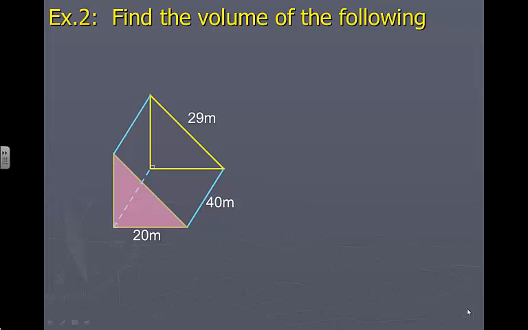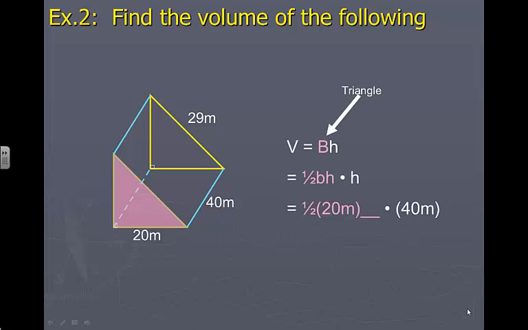So let's find the volume of the following. I have my area of my base times my height. I need to figure out the area of that triangle. I know that the bottom part of the triangle is 20, and the hypotenuse is 29. So I can use the Pythagorean theorem to find the height of that triangle, and then I can do 1/2 base times height.